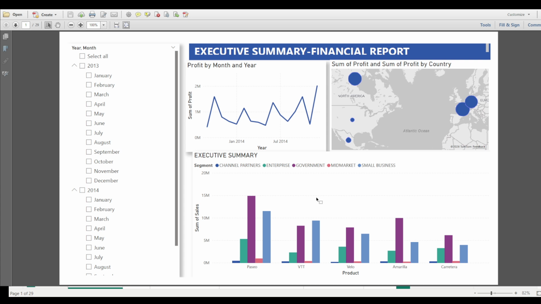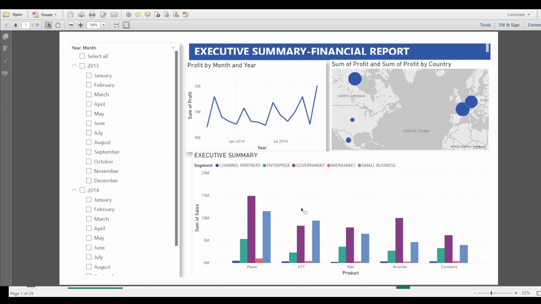I will today share the Power BI file also with you. I just want to recall that in the financial data file, the data set which was given to us, on the basis of that we have created a financial report, and through a line chart we have shown profit by month and year. Through a geographical map we have shown the sum of profit by country, wherein we put the profit in the size of the bubble also, and these bubbles are representing countries. And it was the executive summary wherein all the products were given over here, and product wise sum of sales are being mentioned over here.